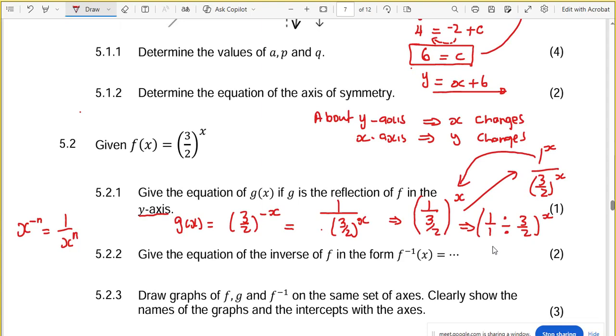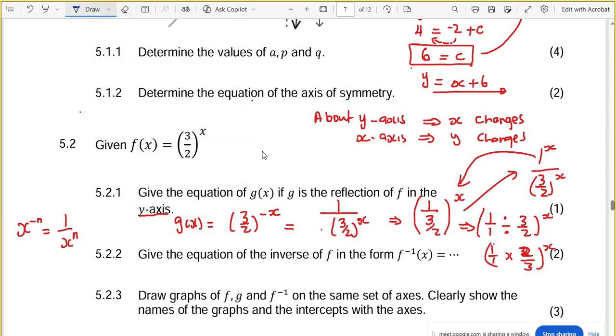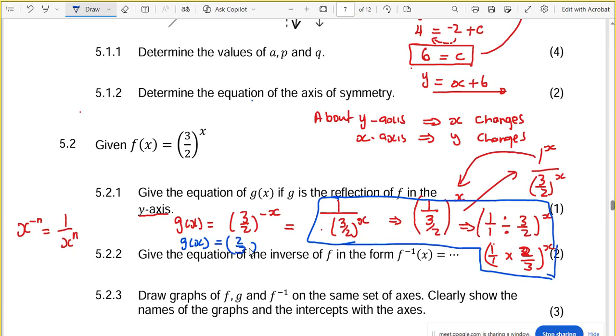So now you can see that I can change the division to multiplication. This is 2 over 3. We just flip the fraction, and then this is x. So the final answer, you don't have to show all this work because this is just one mark. You'll say g at x. I'm just trying to explain them. So from this part, you don't have to show all this work, okay? Yes, yes. I'll definitely tell you what to do. So this will be g at x is just 2 over 3 to the x.